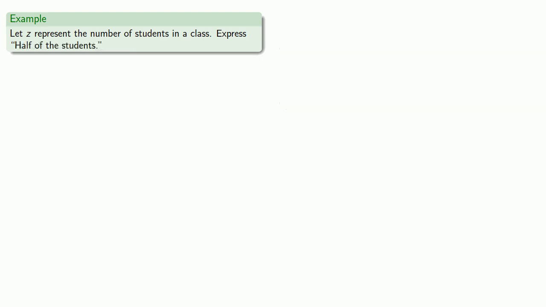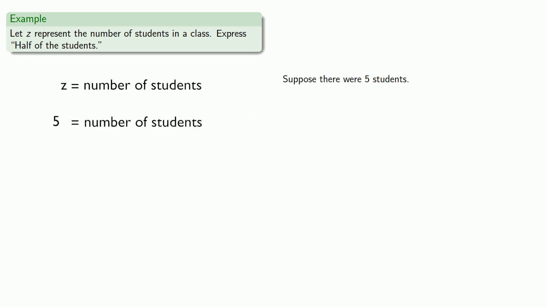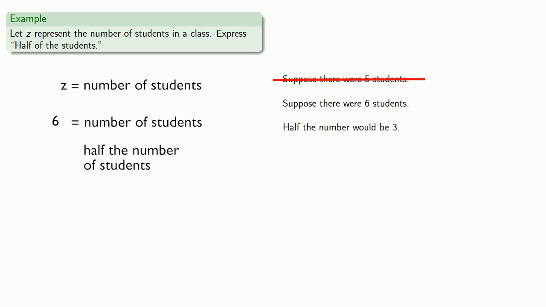Or let's talk about half of the students. So suppose there were 5 students. Then half would be, suppose there were 6 students. What's important to understand here is the number of students we actually begin with doesn't matter because we're going to get rid of that number anyway. So let's use numbers that are easy for us to work with. So half the number of students would be 3. And we probably got that by dividing 6 by 2. And again, it helps not to do the arithmetic, so half the number of students we'll record as 6 divided by 2.